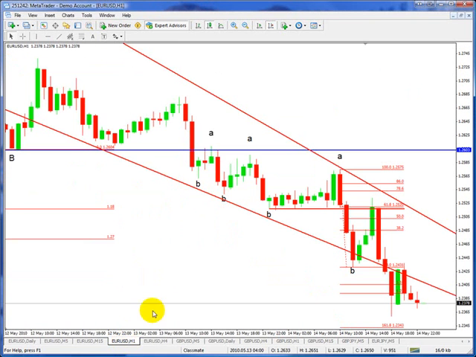Back to the 1 hour, remember, this area right here at 25.20 area, this particular candle right here, previous support, becomes resistance at the 25.20 area.